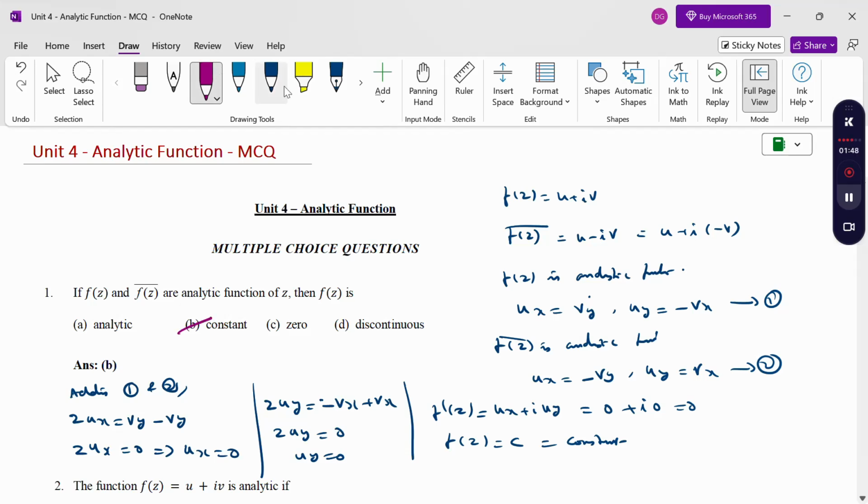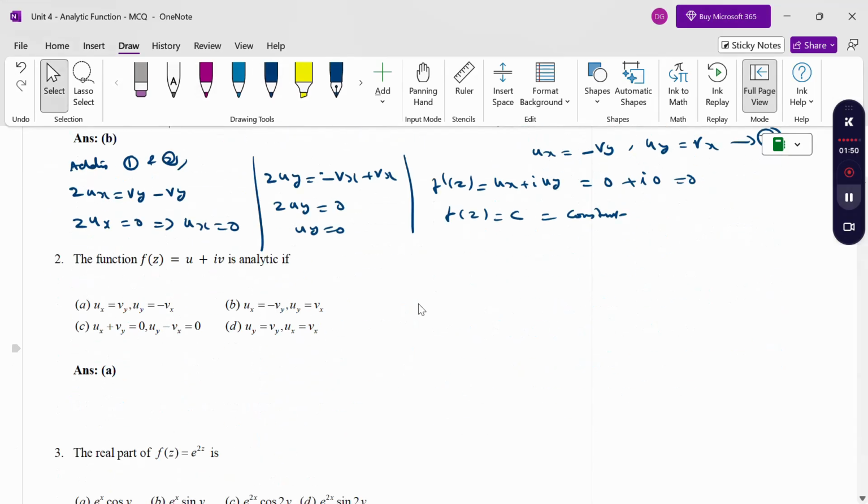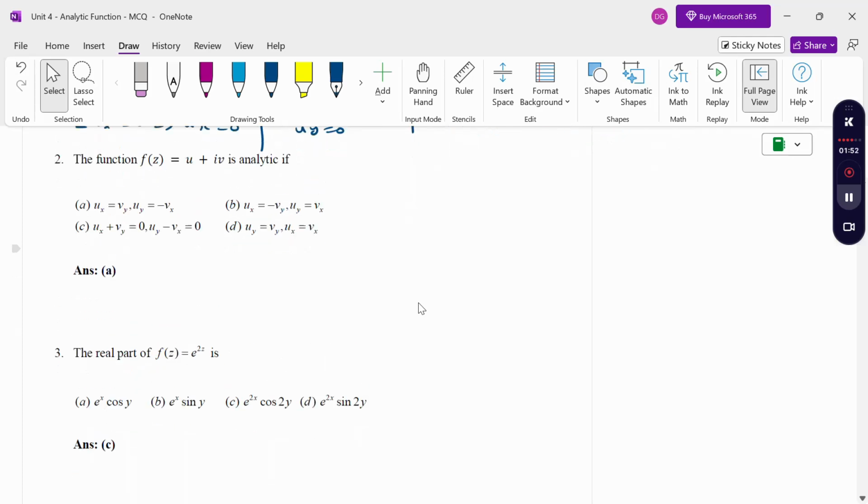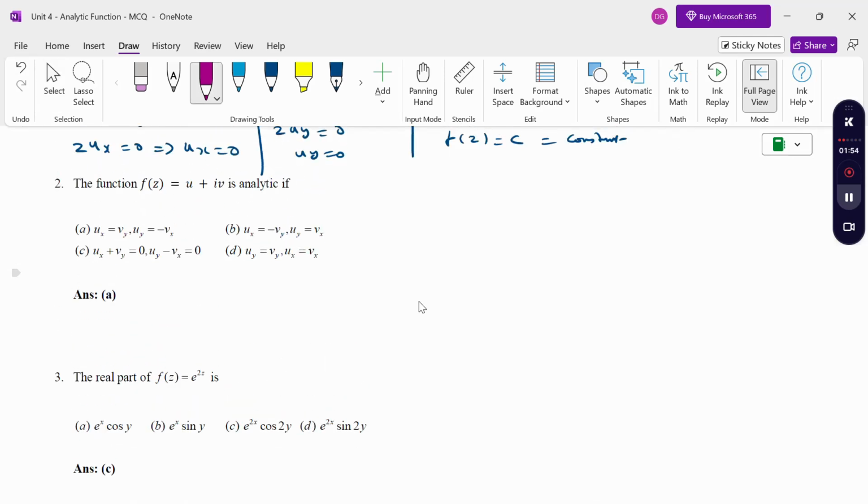B, constant. And the function f of z is an analytic function; when it is an analytic function, the CR equations are satisfied. What is the CR equation? The option A, ux equal to vy, uy equal to minus vx.